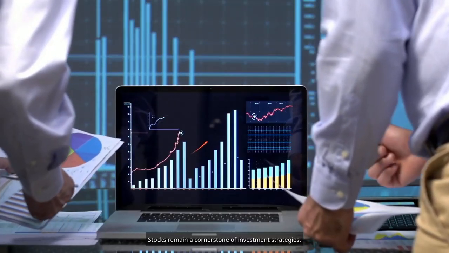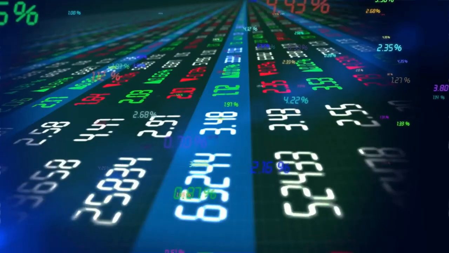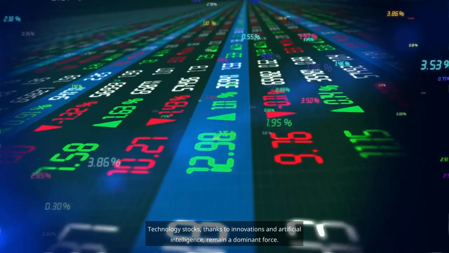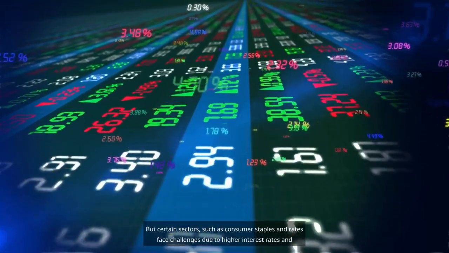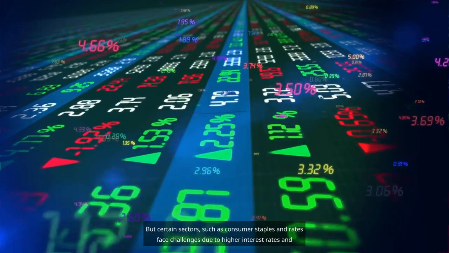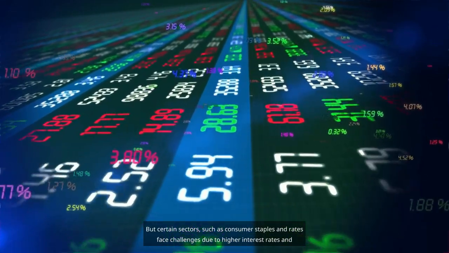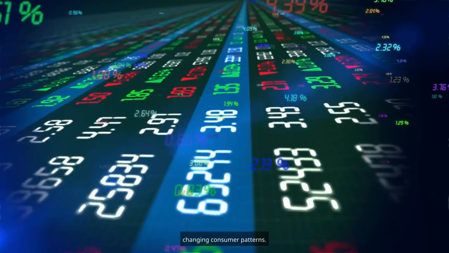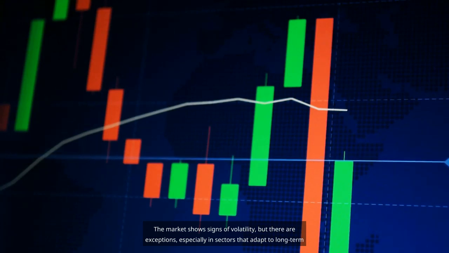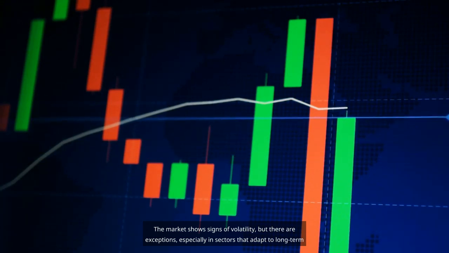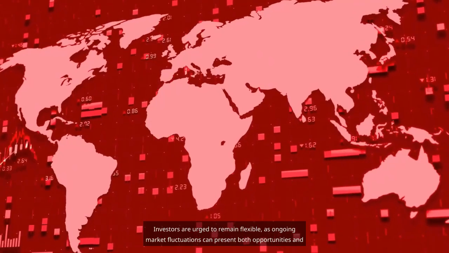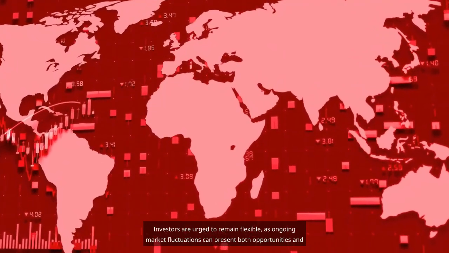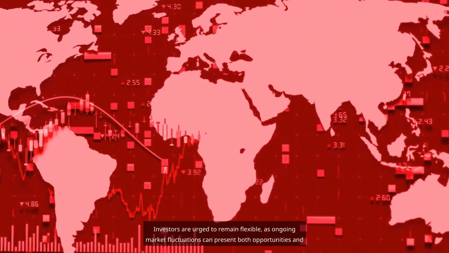Stocks remain a cornerstone of investment strategies. Technology stocks, thanks to innovations and artificial intelligence, remain a dominant force. But certain sectors, such as consumer staples and rates, face challenges due to higher interest rates and changing consumer patterns. The market shows signs of volatility, but there are exceptions, especially in sectors that adapt to long-term trends, such as data centers, cybersecurity, and artificial intelligence. Investors are urged to remain flexible, as ongoing market fluctuations can present both opportunities and risks.